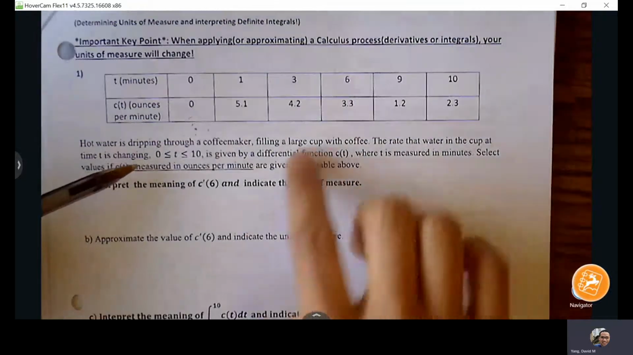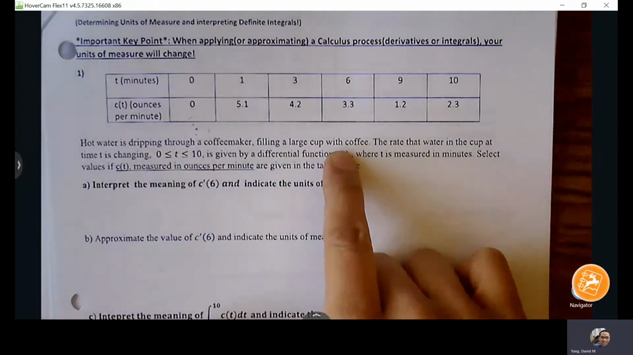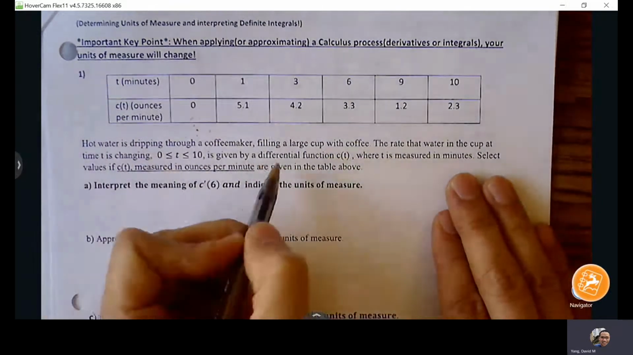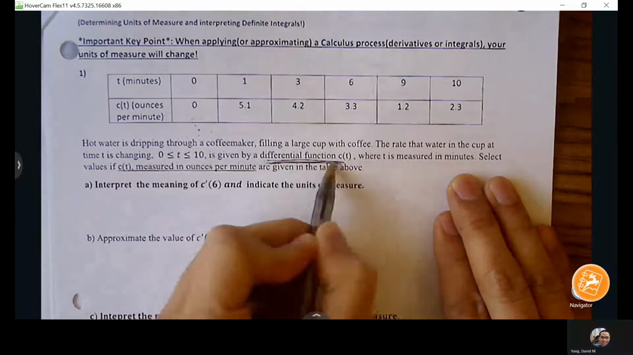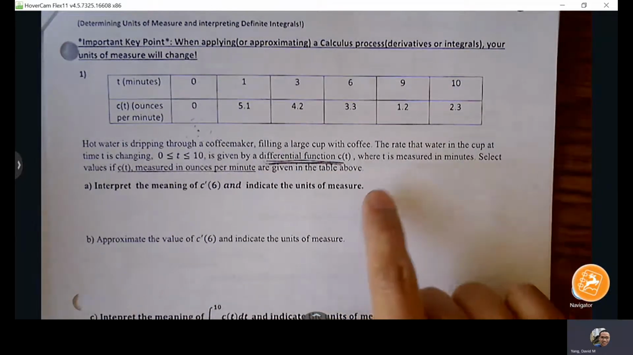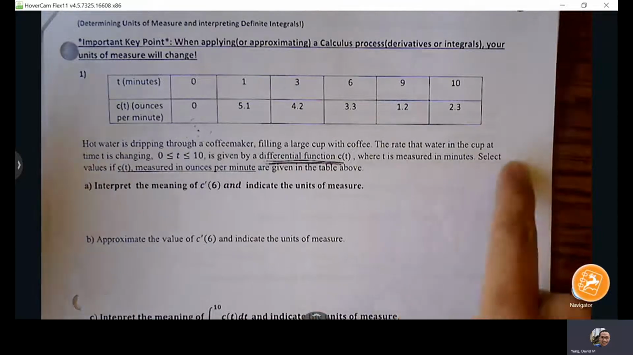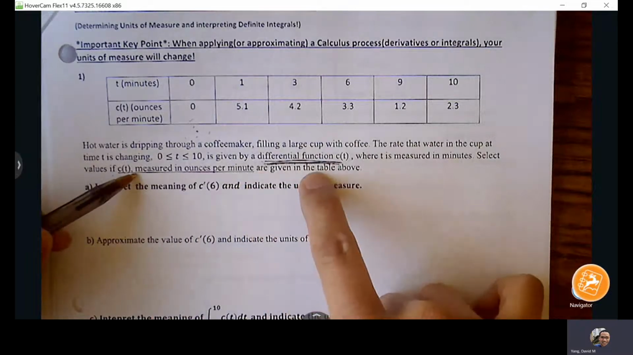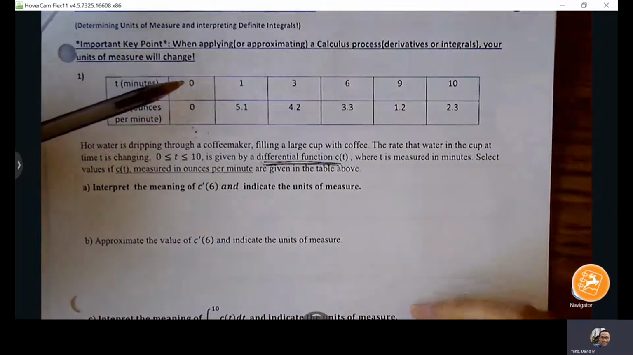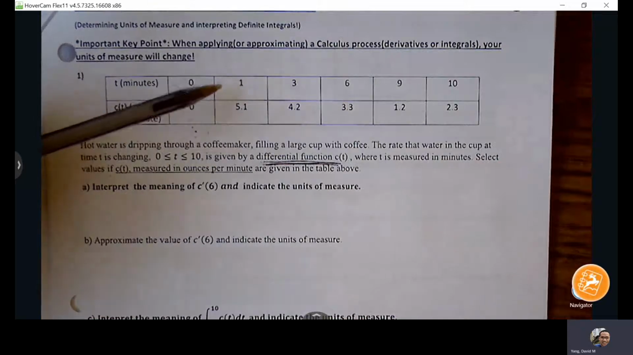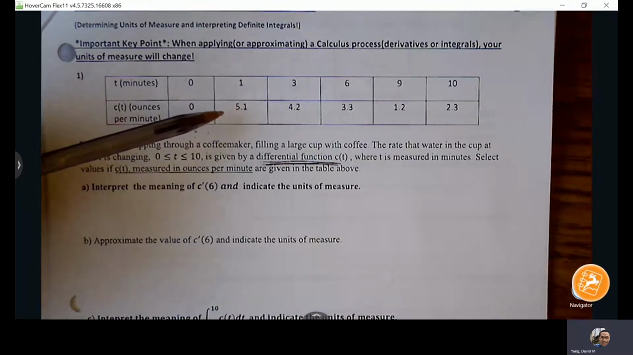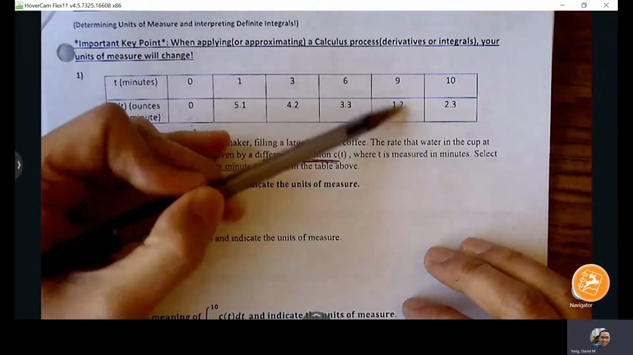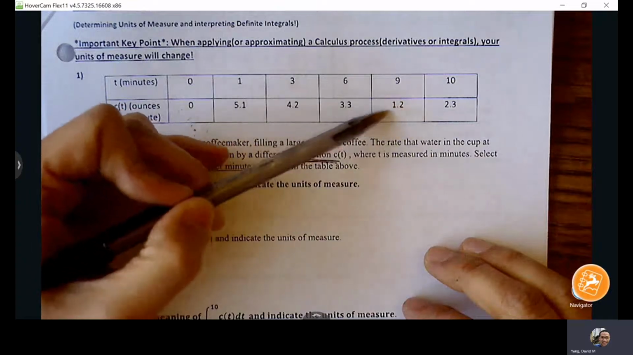Hot water is dripping through a coffee maker, filling a large cup with coffee. The rate that the water in the cup at time t is changing from 0 to 10 is given by a differentiable function. That just means that we're dealing with a smooth curve, no sharp turns, no holes, no asymptotes, where t is measured in minutes. Select values of c of t, measured in ounces per minute, are given in the table above. So that means at 0 minutes, there's no water coming through. At 1 minute, it's a very high rate, right? 5.1 ounces per minute. But then as time goes on, it slows to a trickle, right? Where it's only going to come out at 1.2 ounces per minute.